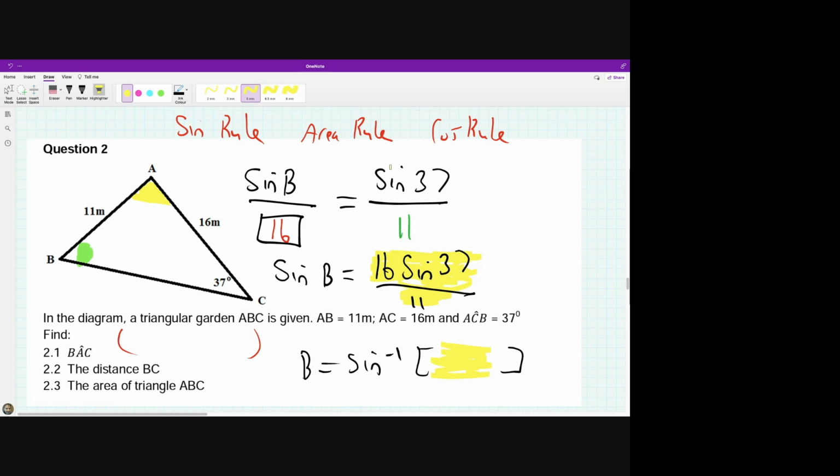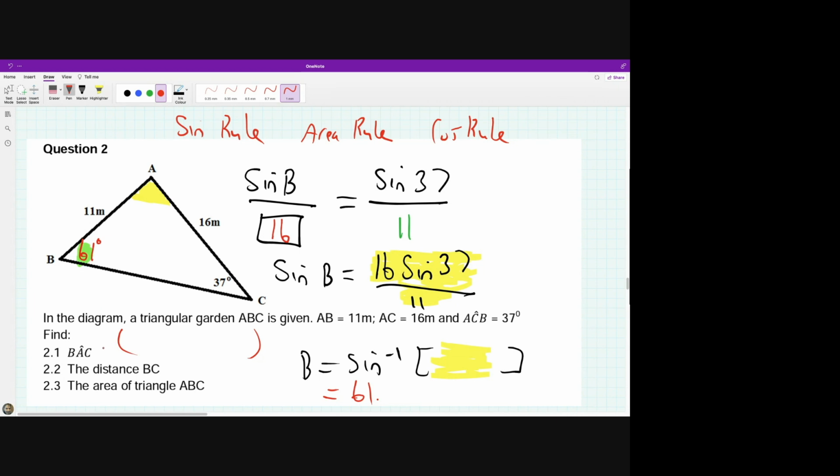So I move the 16 to the side, and then I'm going to shift sine to get the B by itself. So I'm going to do this now. Shift sine, fraction button, 16 sine 37 over 11, close the bracket, close the bracket. I get 61.01. I'm going to round this off to 61 degrees. So I'm going to make this 61 degrees.